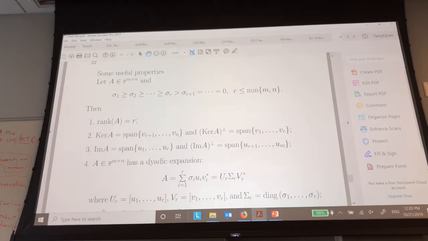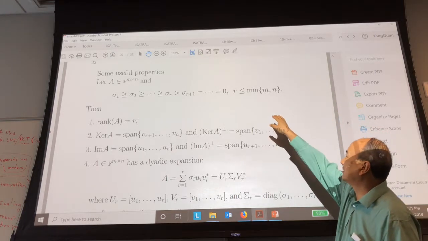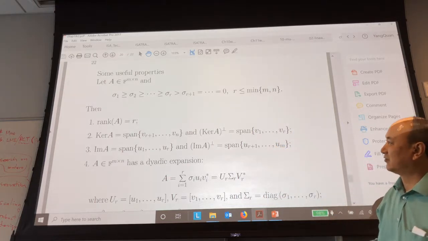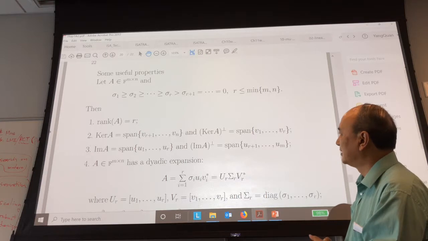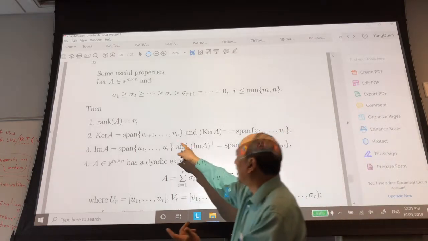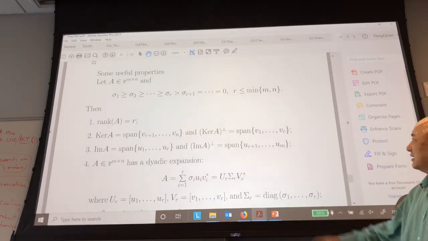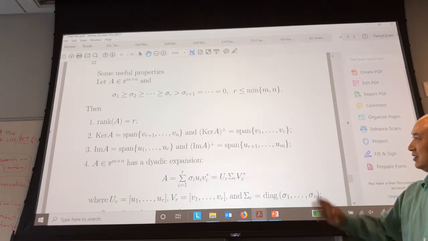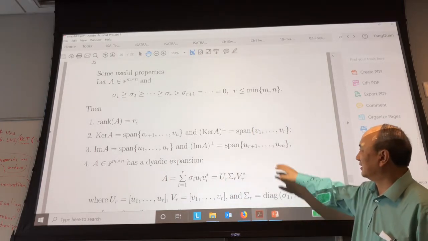Another important property is the rank condition. If the singular values are nonzero until R, and starting from R plus 1 everything is 0, then the rank of A is R, and R is less than the minimum of the dimensions. From V and U, you can use the V matrix to construct the kernel of A as the span of V R plus 1 until Vn. This is called the complement. The image of A is spanned by V1 until VR, and the kernel is its complement.